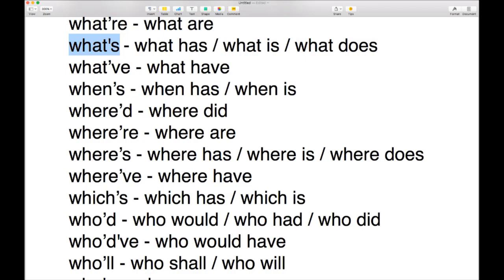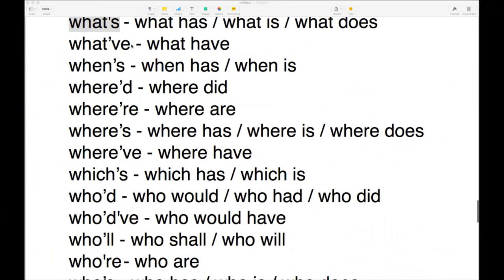Most commonly, though, for what is. So I might say, what's that over there? What's that on your face? I have something on my face. Oh, that's my nose. What's that? Many of you, because you're learning English, might say, oh, what's that? If you're not sure how to pronounce something, you might say, what's that? What is that? What's?